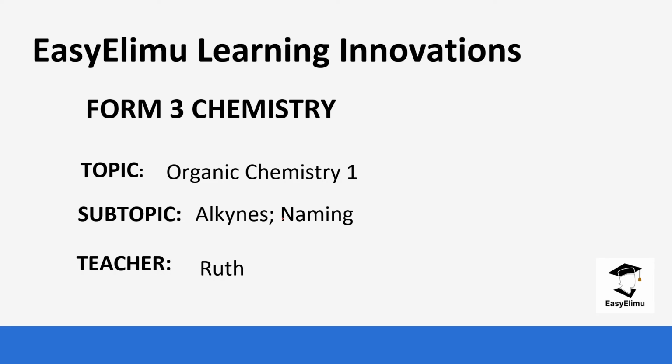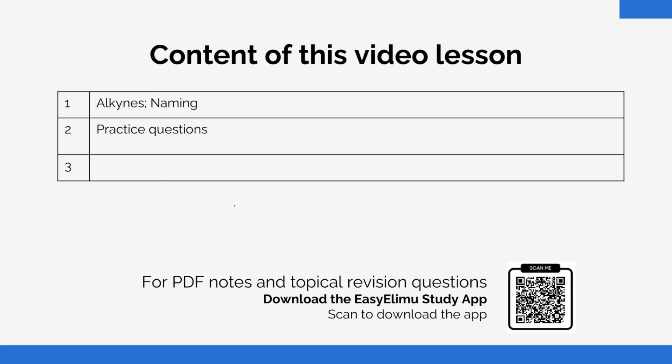My name is Ruth, and today we are going to be looking at Organic Chemistry 1, and specifically, we are going to be looking at the naming of alkynes. So, in our previous lesson, we were looking at the nomenclature of alkynes. For this lesson, we are going to look at the rules we use when we are naming alkynes, and then we're going to practice a few questions.